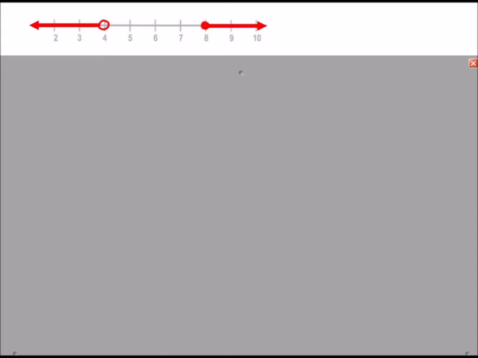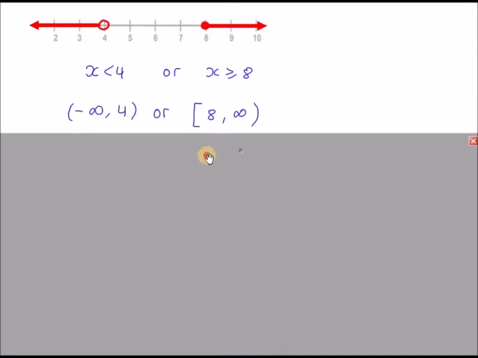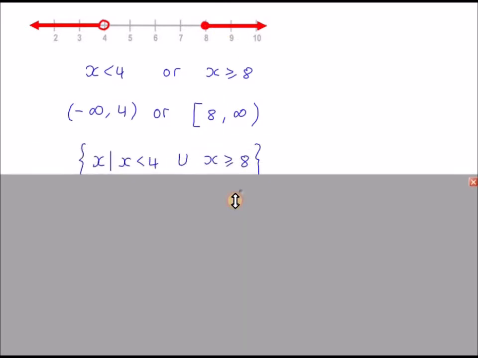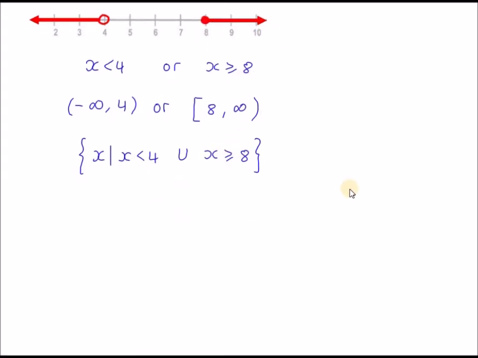And if we have two separate regions, then we have x is less than 4 or x is greater than or equal to 8. This is not and. Using interval notation, separate notation for each part. Using set notation, the values of x such that x is less than 4 or x is greater than or equal to 8. Okay, so that's enough of intervals.